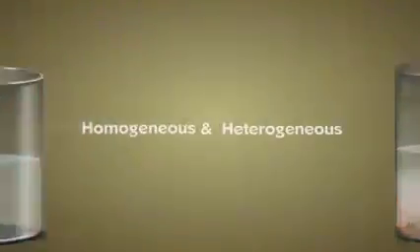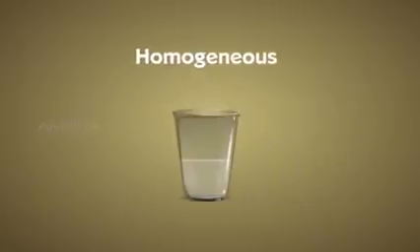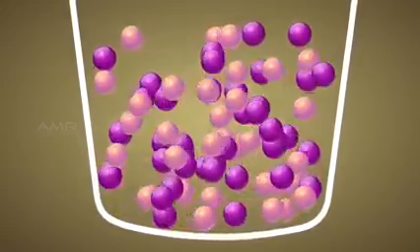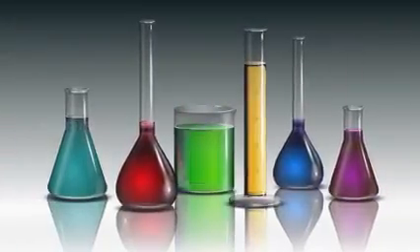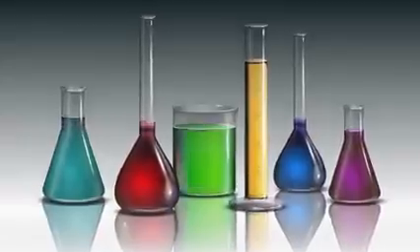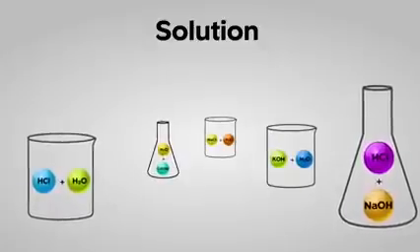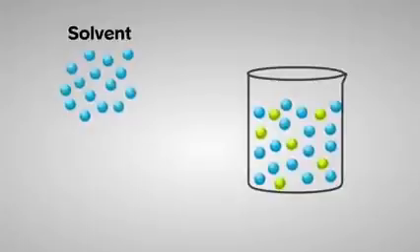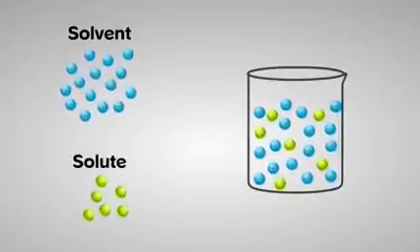Accordingly, mixtures can be classified as homogeneous and heterogeneous. A homogeneous mixture has the same uniform appearance and composition throughout. Many homogeneous mixtures are commonly referred to as solutions. A solution is a mixture of two or more substances in a single phase. The substance in the largest amount is called solvent and the substance in the smallest amount is called solute.